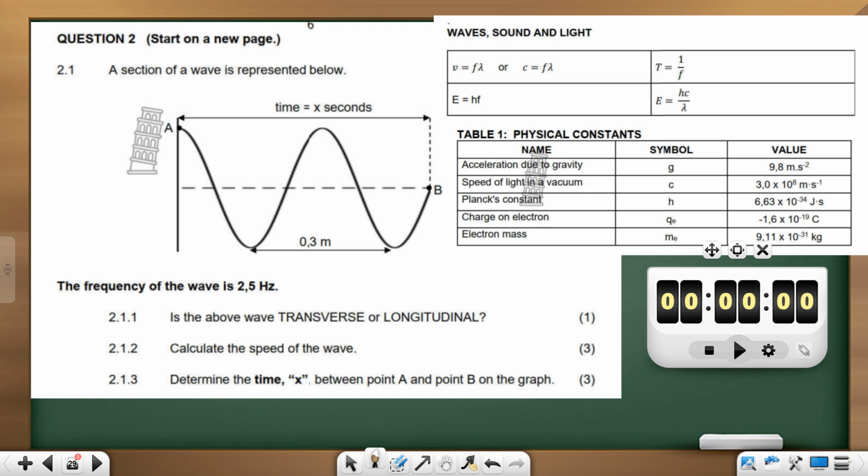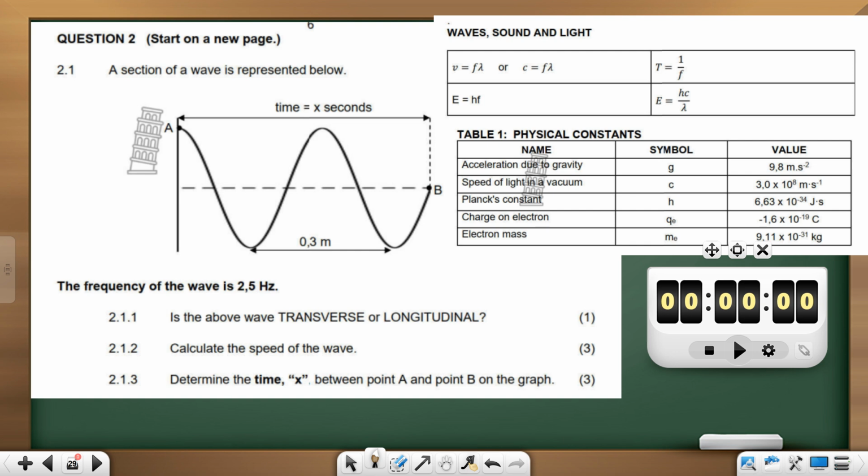All right, guys, let's see. This is just 6 marks calculation or so. A section of wave is represented below. The frequency of the wave is 2,5.